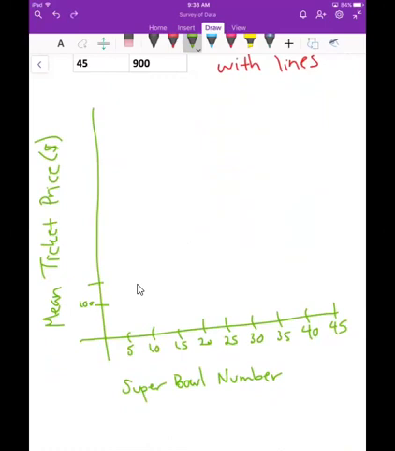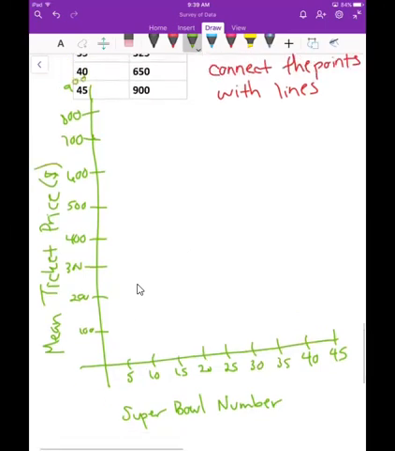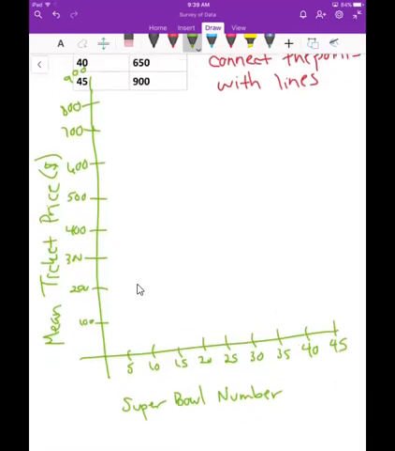100, let's see if I can get the space to be a little more accurate. 200, 300, 400, 500, 600, 700, need a little bit more space here, 800, and I ran out of space, 900. Okay, so get those spaces as well as you can. All right, and now we're going to plot each one of those coordinate points.